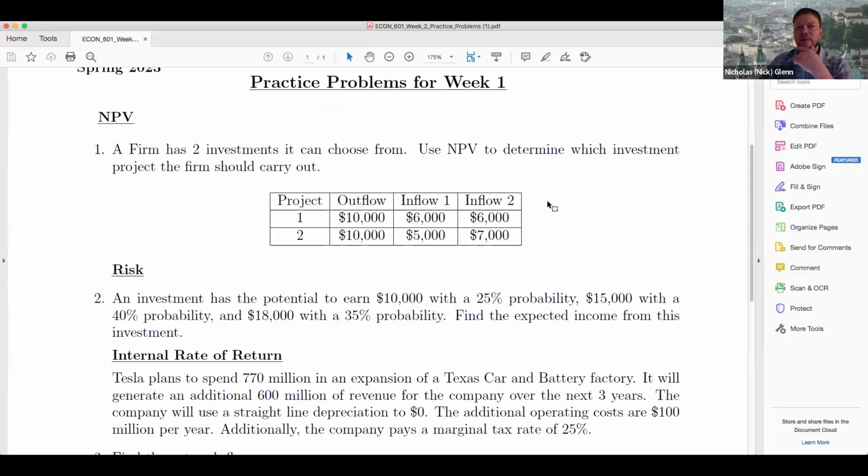All right, do y'all see the practice problems that we have here? Is that showing up? Yep.